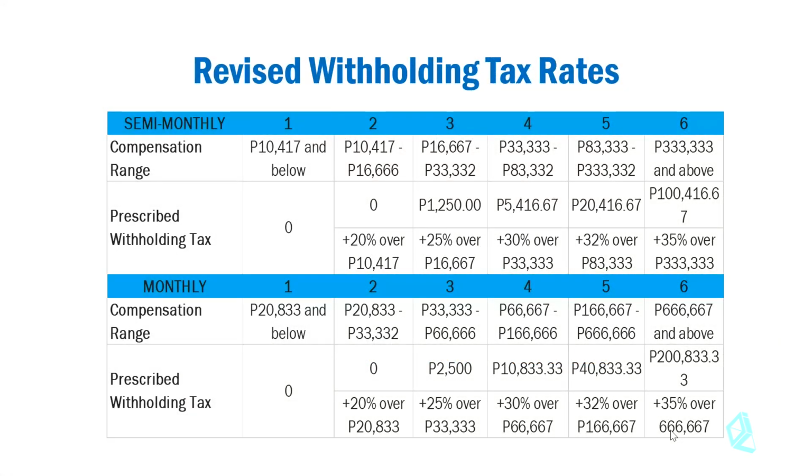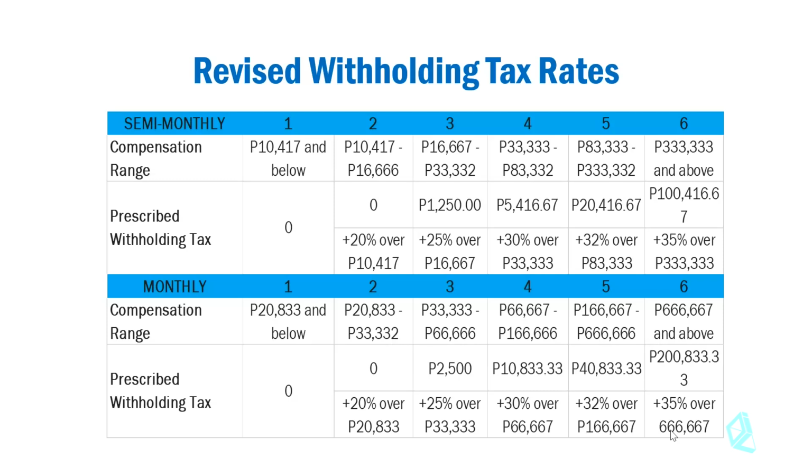So here's a quick question. If my employee's net taxable income is 30,000, where do you think would it fall? Of course, it would fall on the compensation range between 20,833 and 33,332, with the difference between 30,000 and 20,833 subject to 20% tax. What if my employee's net taxable income is 70,000 pesos?